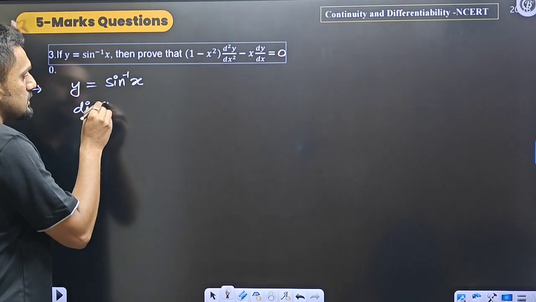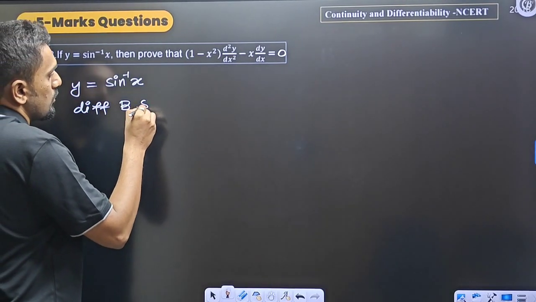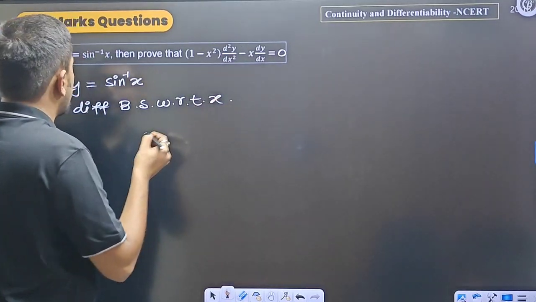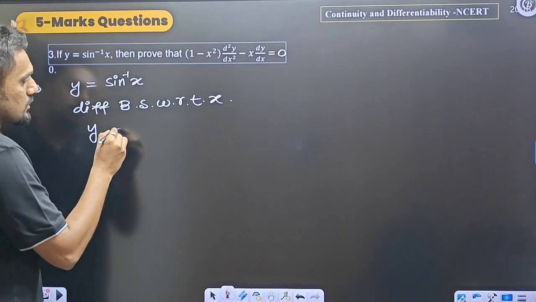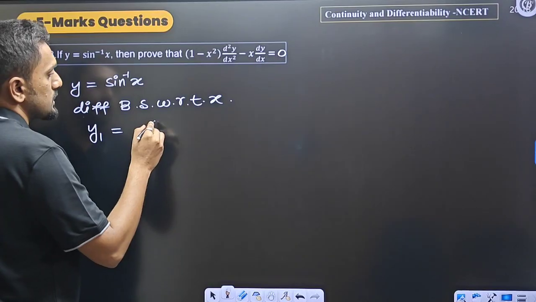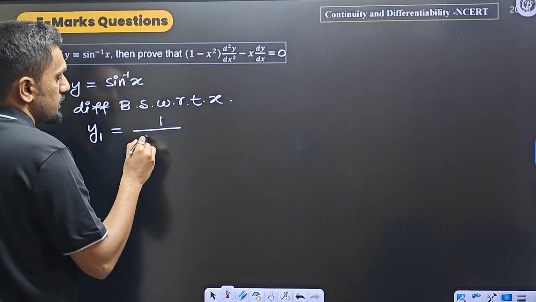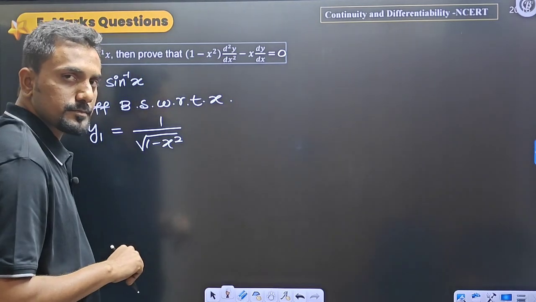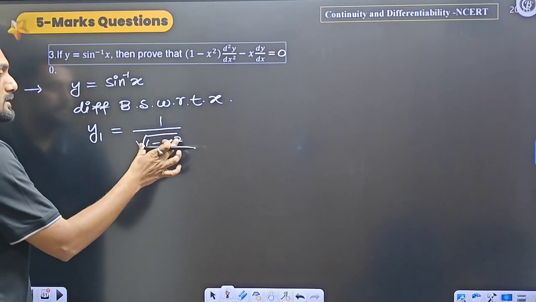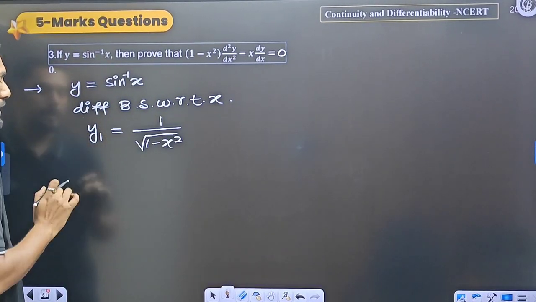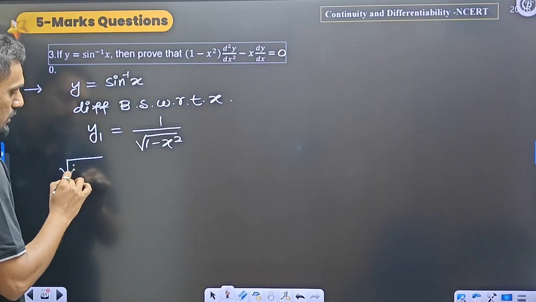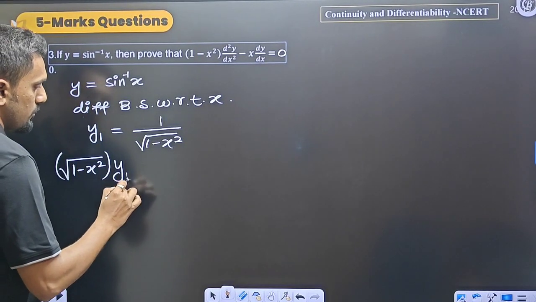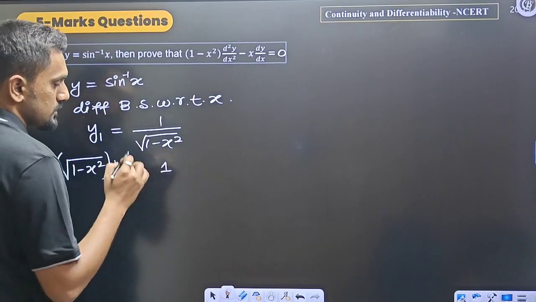Differentiating both sides with respect to x, then I will get y1 is equals to, what is the derivative of sine inverse x? 1 divided by root over 1 minus x square. Bring this term to the left side, then it becomes root over 1 minus x square multiplied by y1 is equals to 1.